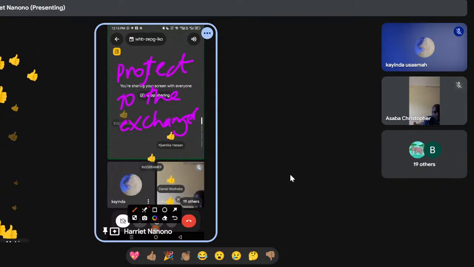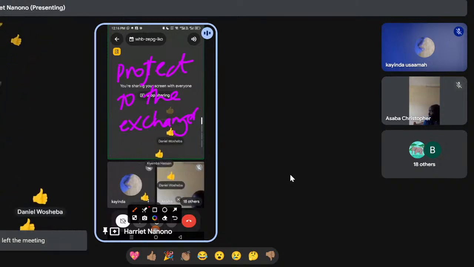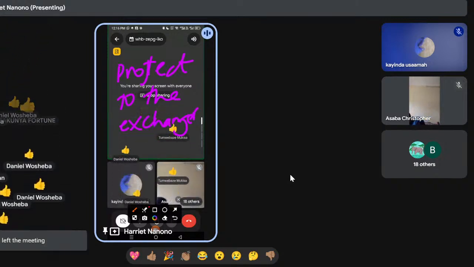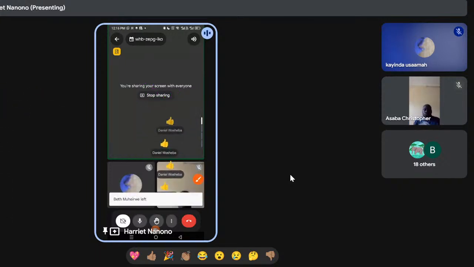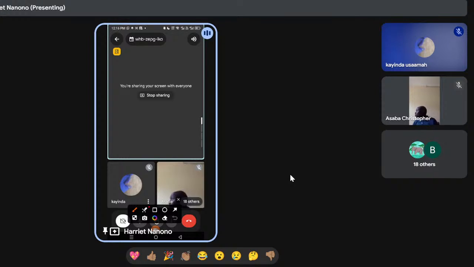Just that. Now, what could be the causes of a coin being delisted? One of them is the coin liquidity.